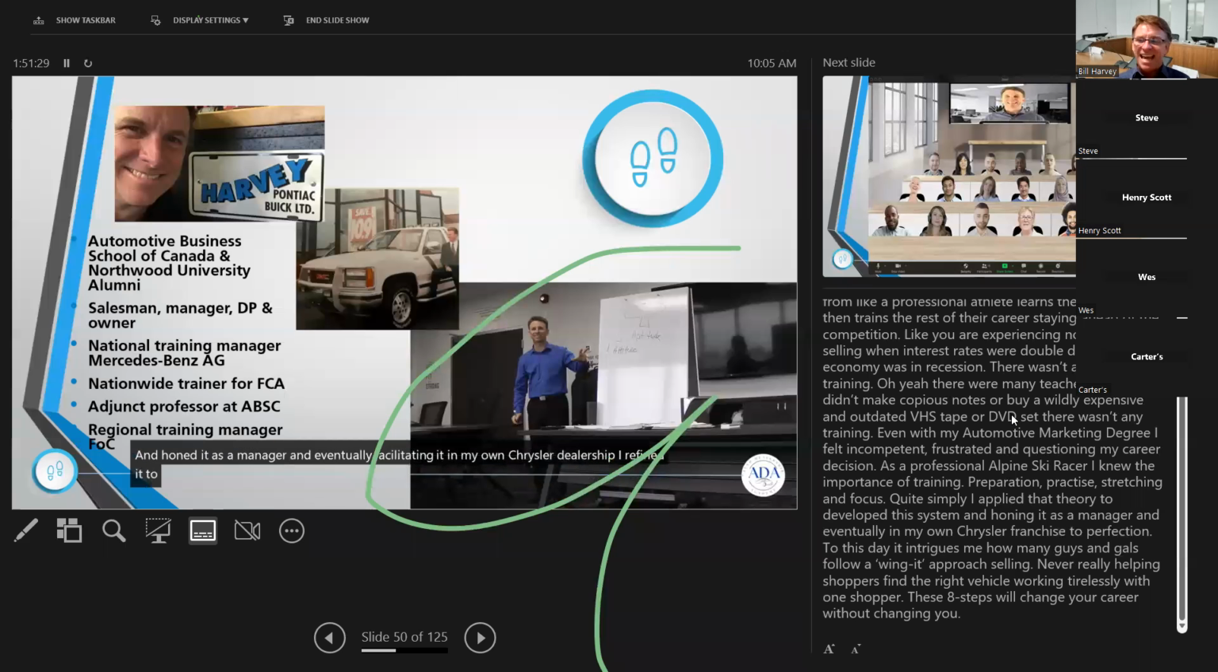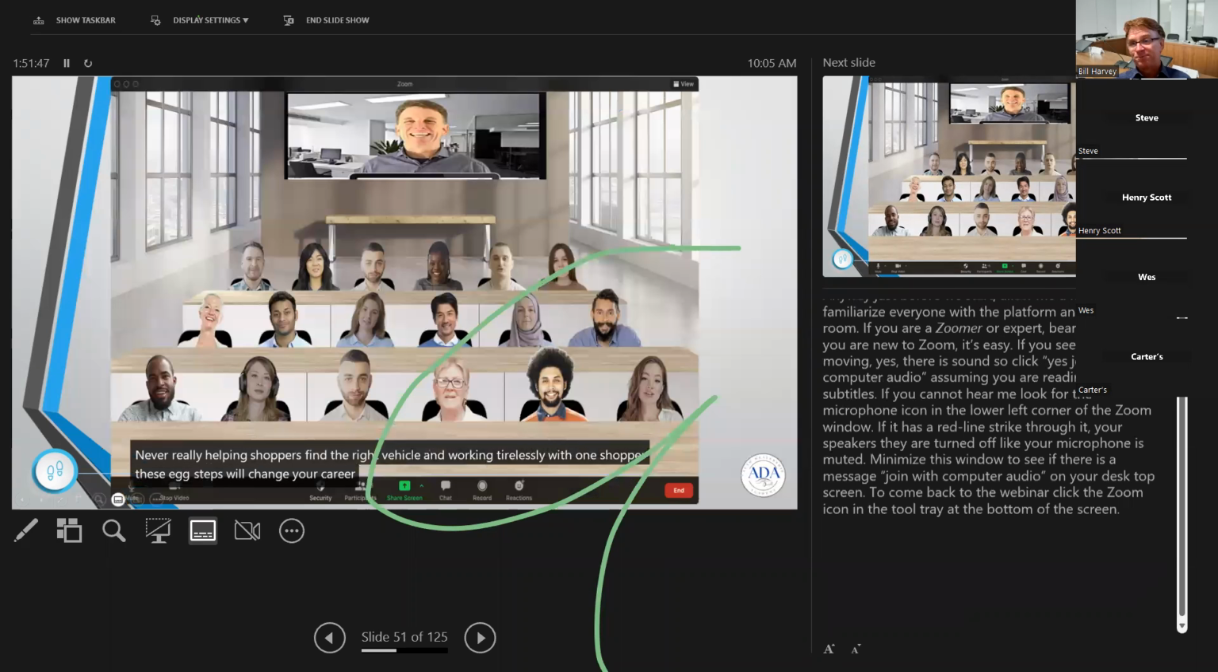To this day, it intrigues me how many guys and gals follow a wing-it approach selling automobiles, never really helping shoppers find the right vehicle and working tirelessly with one shopper. These 8 steps will change your career without changing you.